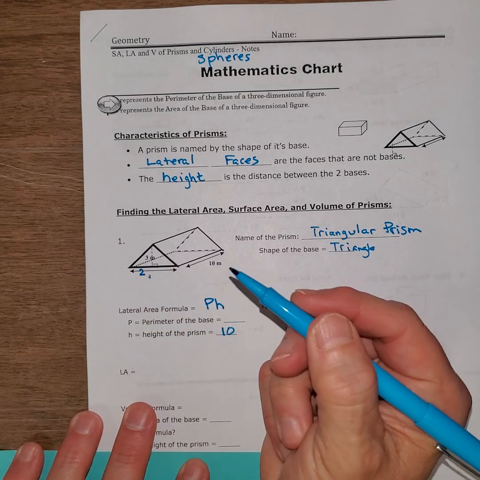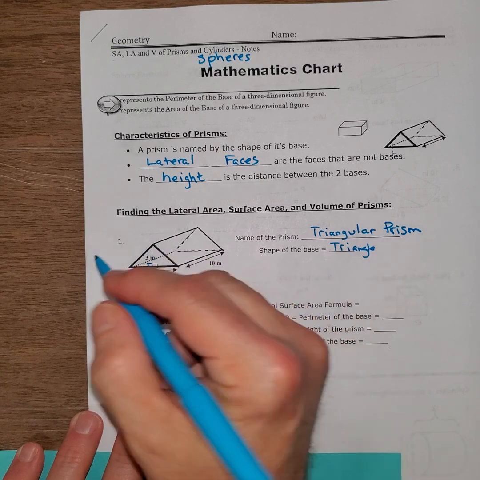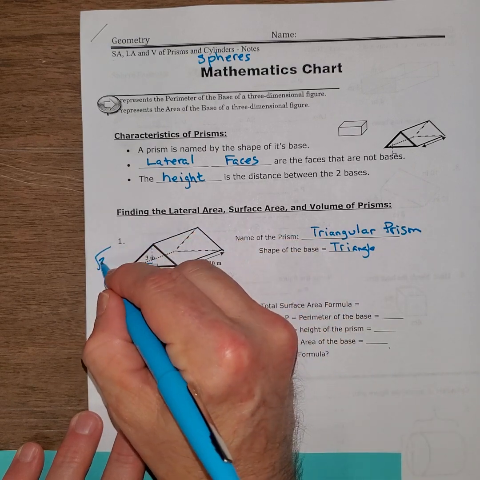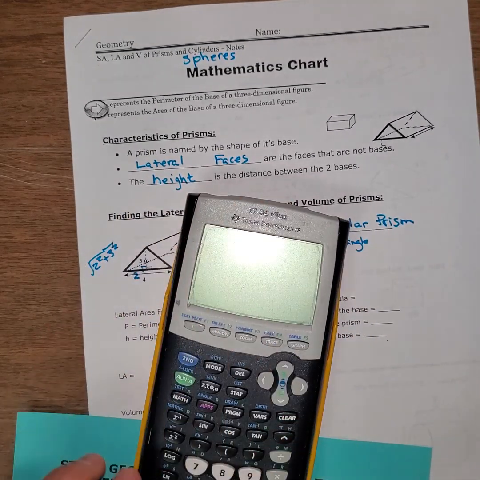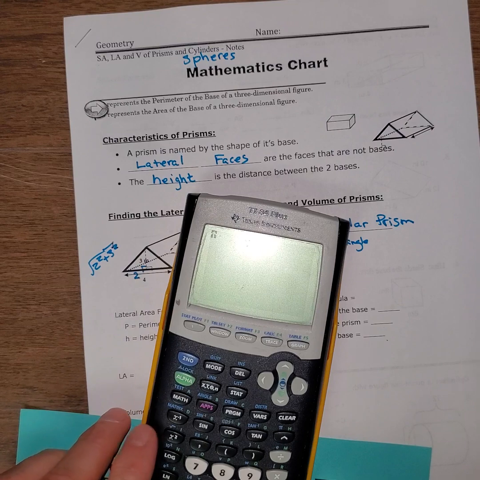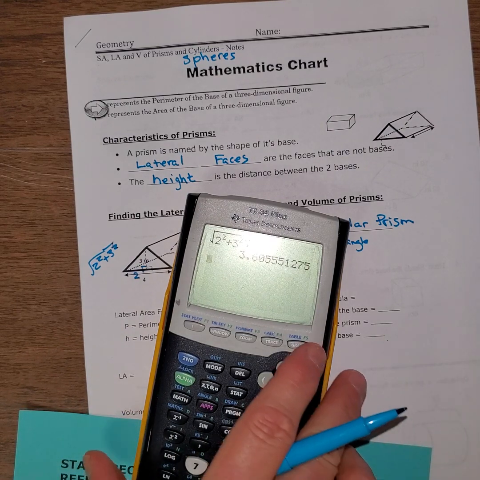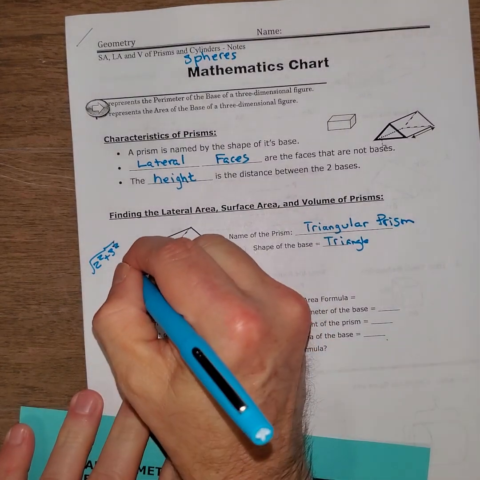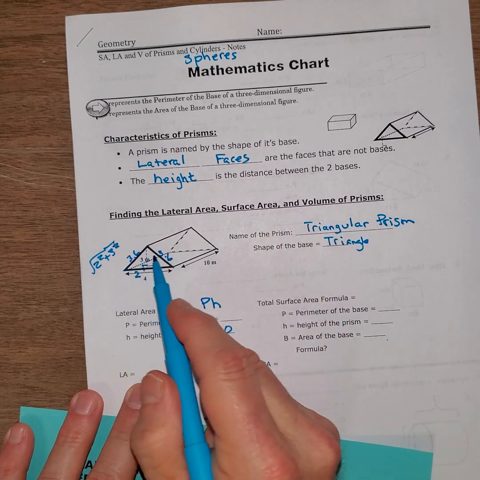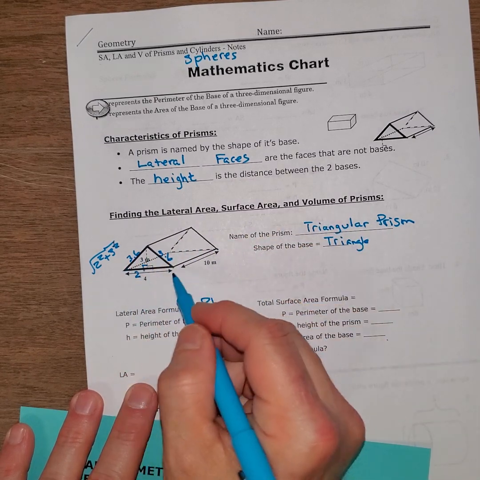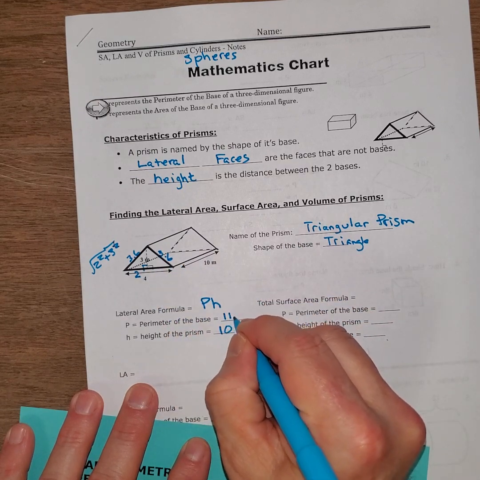Half of that side is 2, right? So 2 and 3, it's a right triangle, so you can use the Pythagorean theorem. You say 2 squared plus 3 squared. You punch that into a calculator: square root of 2 squared plus 3 squared is 3.6. So this one's 3.6, and so is this one, 3.6. So the perimeter would be 3.6 plus 3.6 plus 4. That's 7.2 plus 4, which is 11.2.